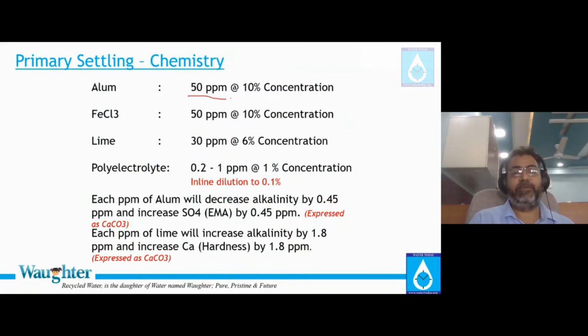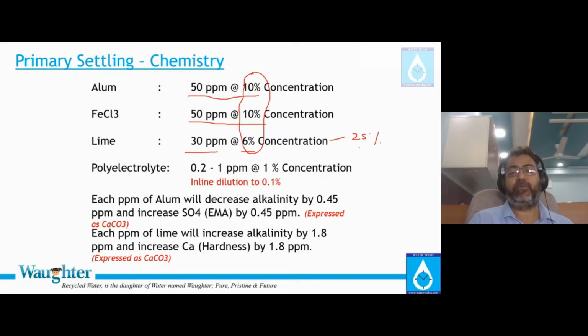Alum, typically 50 ppm, 10% concentration. Ferric chloride, 50 ppm, 10% concentration. Lime, 30 ppm, 6% concentration. I will always insist on this word called concentration. Sometimes some people come to me, say, sir, I will prepare a 25% lime solution. I said, okay, please go and prepare it first and then come back to me.